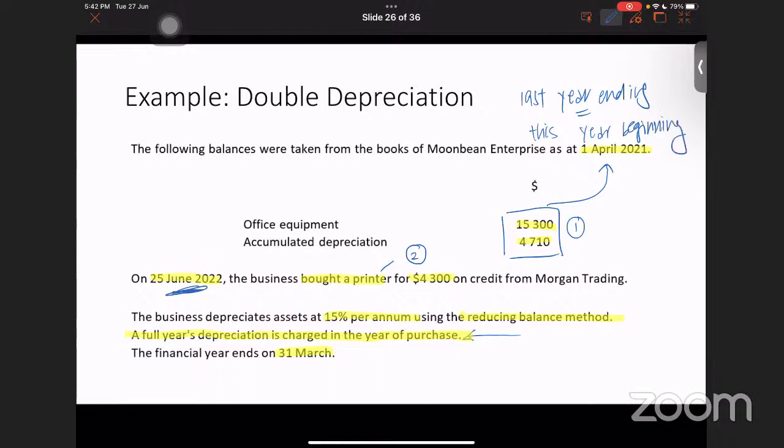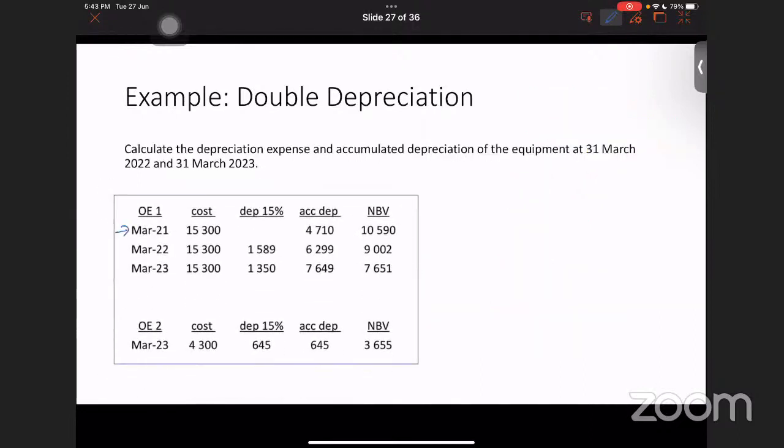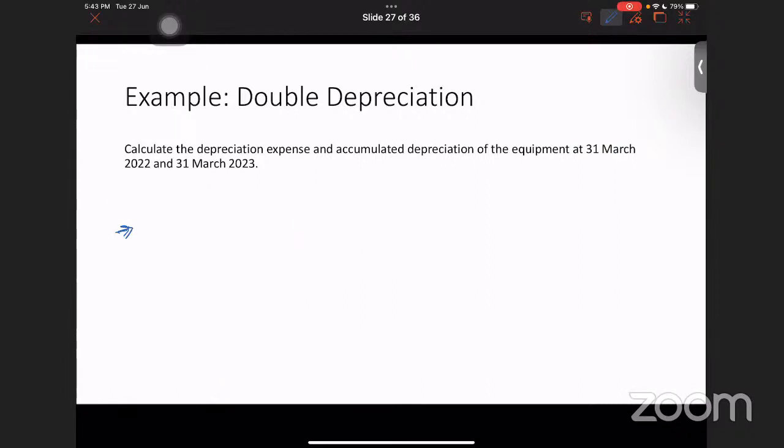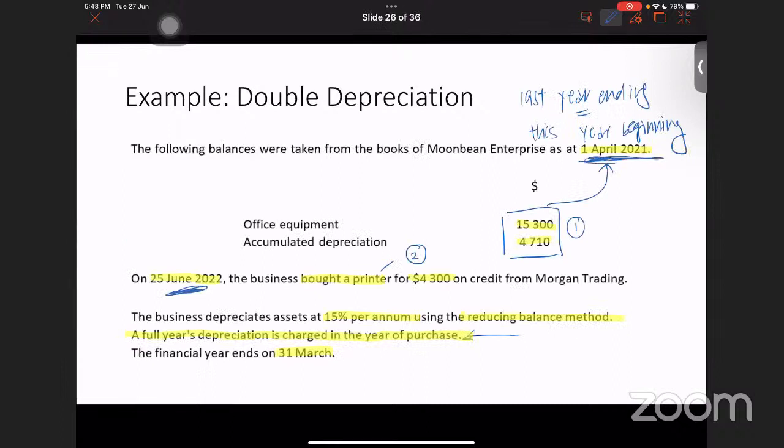Okay, last year ending is equal to this year beginning. So whatever I end with last year would also mean that I'm starting the same this year. So this year, April 1st, I started with this, which means last year I ended with this. So last year it will be when? It will just be one day before. So 31st March 2021. So it will just be one day before our first day.